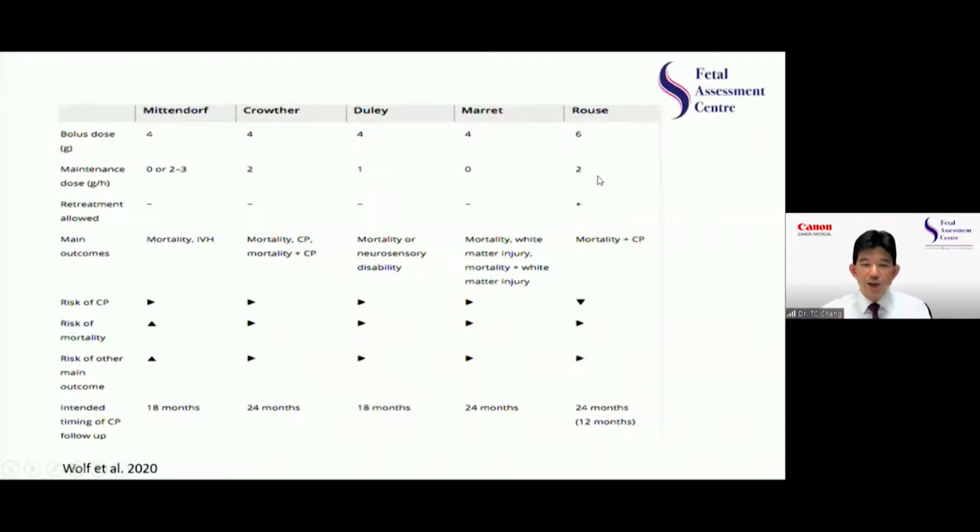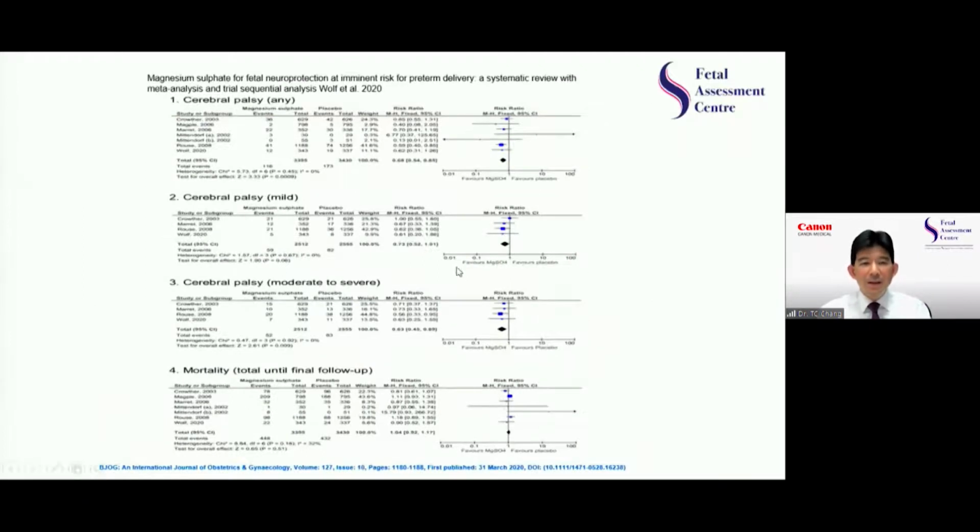And it does actually make a difference to the incidence of cerebral palsy after delivery. This is a meta-analysis that shows that if you use magnesium sulfate, you can reduce the risk of cerebral palsy by almost 32%. Any cerebral palsy, reduction in risk, 32%. If you look at moderate to severe cerebral palsy, the reduction in risk is about 37%, and that is a statistically significant reduction in risk.